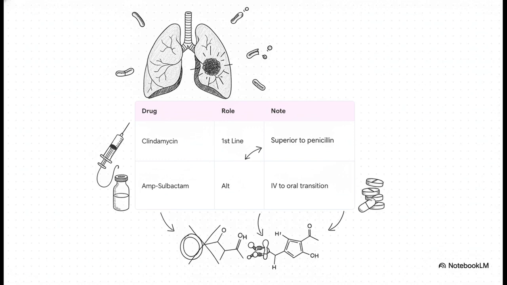As an alternative, you can use a beta-lactam combined with a beta-lactamase inhibitor. Think IV ampicillin sulbactam transitioning to oral amoxicillin clavulanate. Both of these options beautifully cover that entire polymicrobial profile.